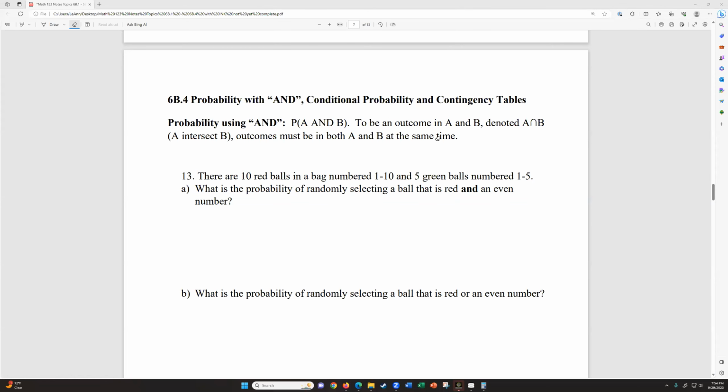All right, this is the 6B.4 notes for probability with "and," conditional probability, and contingency tables.